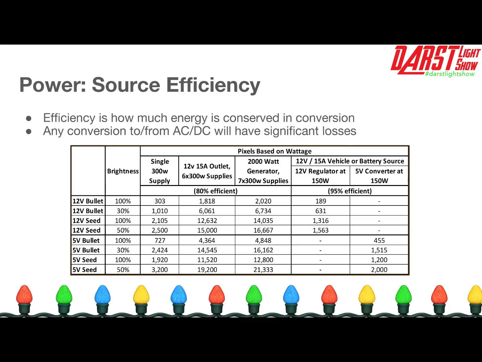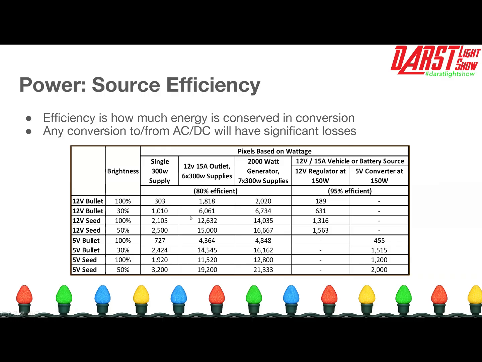So I'll talk a little bit more about the different kinds of power source options. But I took that same math and I said, okay, if these are all my different pixel options, and just for simplification purposes, we'll use 12-volt bullets at 30%, since that's pretty common, versus using a 12-volt seed at 100%. So on a single 300-watt power supply, you can easily handle about 1,000 pixels, or bullet pixels. You can easily handle about twice that many 12-volt seeds, even running at 100%.